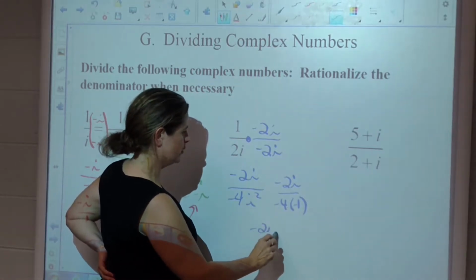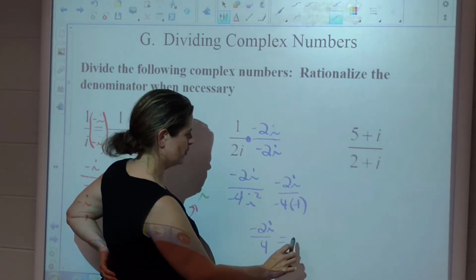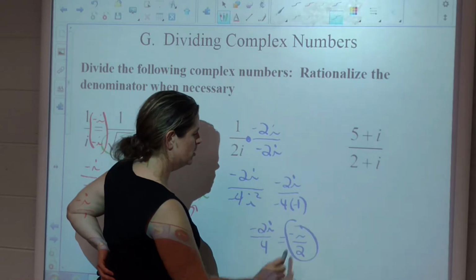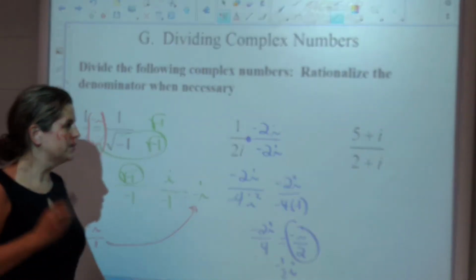So we get -2i over a +4, reducing your fraction for a final answer of -i over 2, or if you wanted a -1/2 i. Either way of writing that.